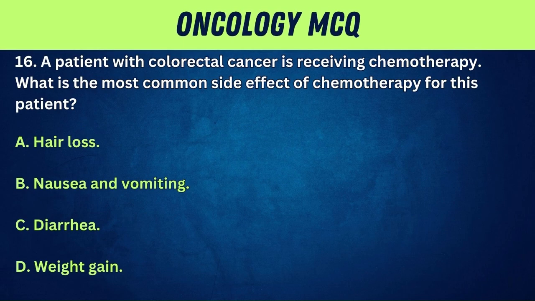16. A patient with colorectal cancer is receiving chemotherapy. What is the most common side effect of chemotherapy for this patient? A. Hair loss. B. Nausea and vomiting. C. Diarrhea. D. Weight gain.